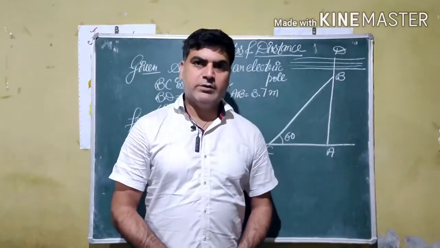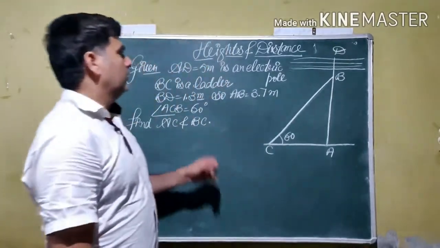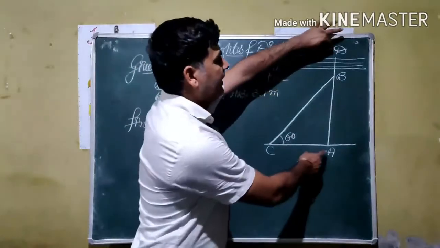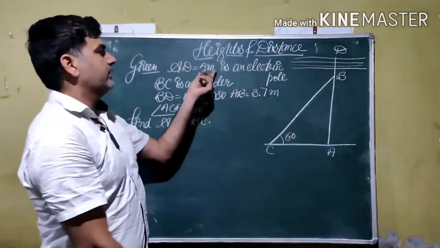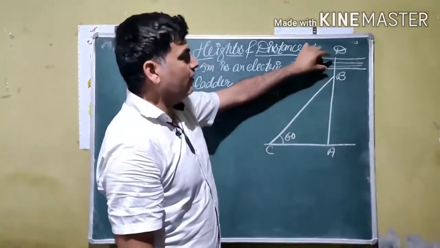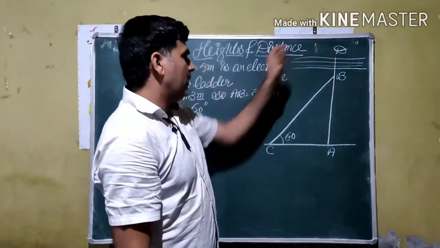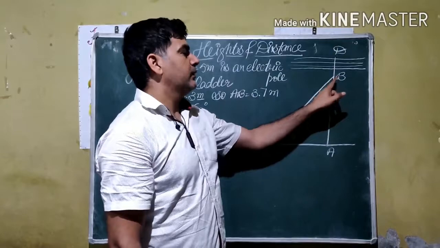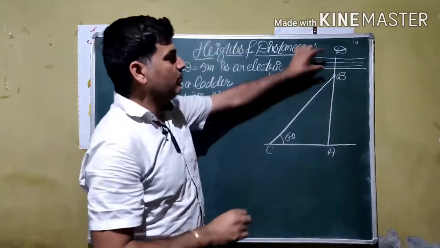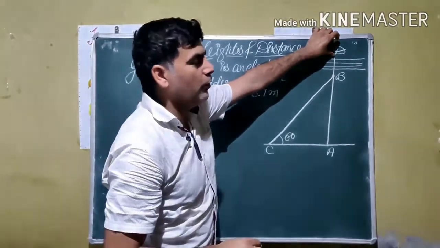Now we are going to discuss another question. There is an electric pole in a street, given by AD, which is 5 meters in height. An electrician wants to repair a fault by using a ladder BC, which is to reach point B, which is 1.3 meters from the top of the pole.